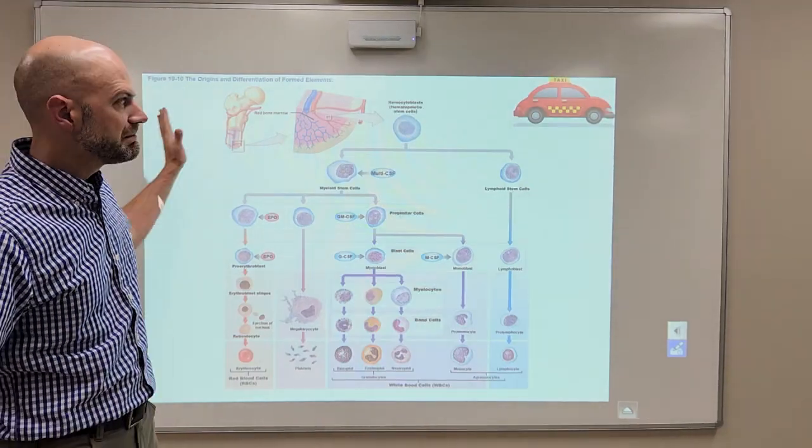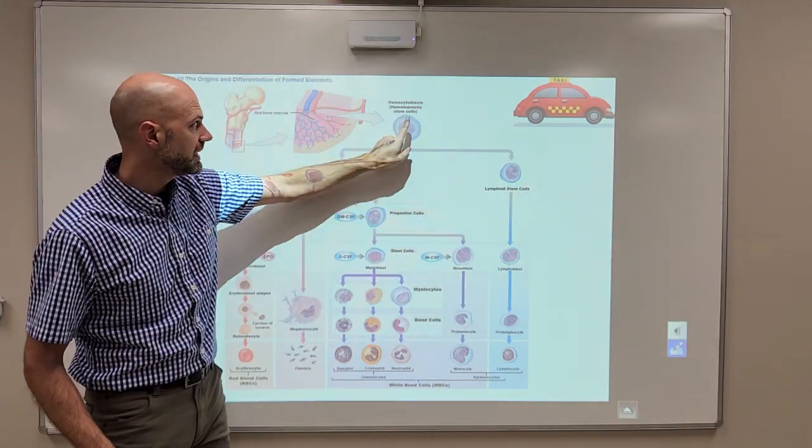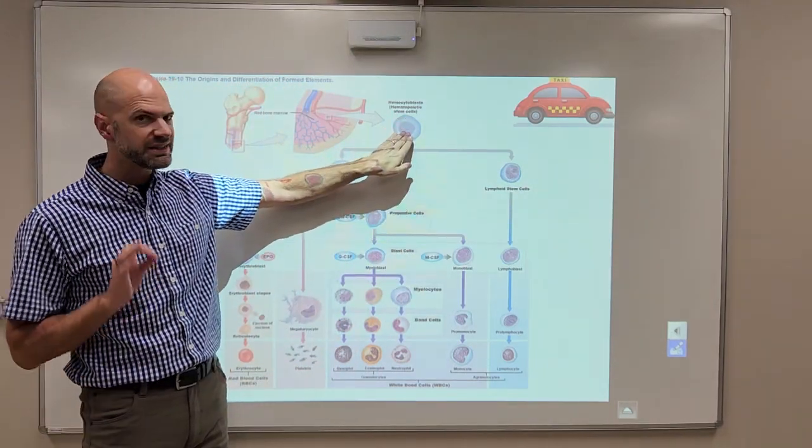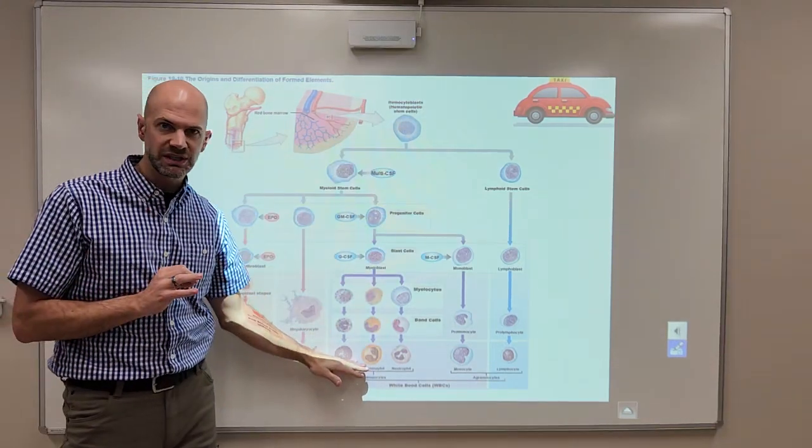Okay, so here's a big mega diagram. Remember, we're focusing here on red blood cells, and so from the precursor stem cell down to the bottom, we have this process of differentiation.